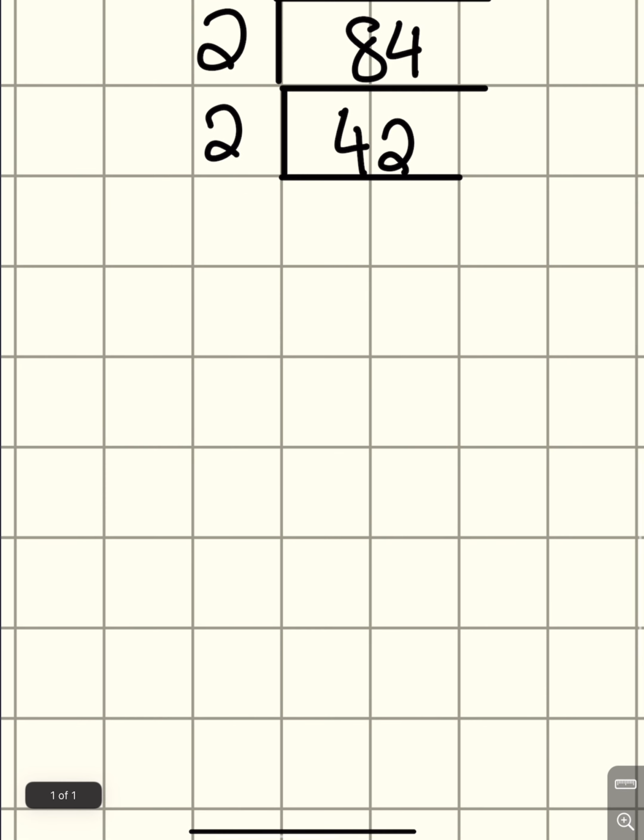And this time I get 21. So this is a little different because I don't know if it's even. But I do know that 21 is divisible by 3. So if I divide 21 by 3, I get 7.